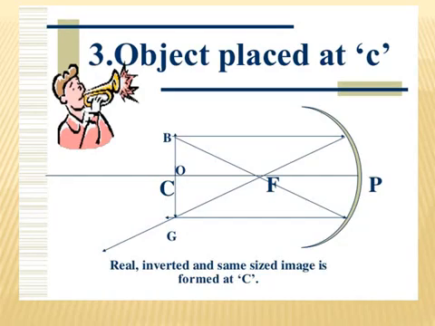So OB is the object, OG is the image. When you measure the height, OB will be equal to OC. So we can say it is the same size. And it is on the left side, so it is real. So a real, inverted and same size image is formed in this position.